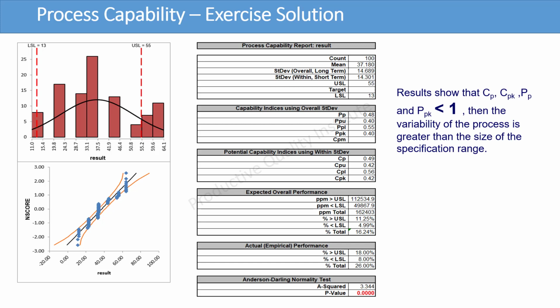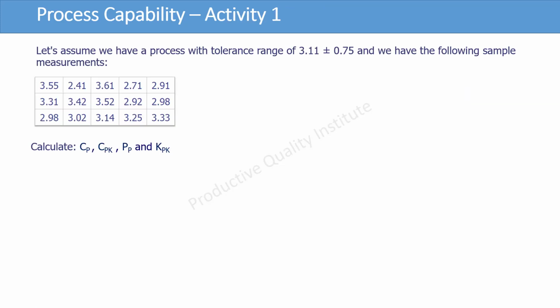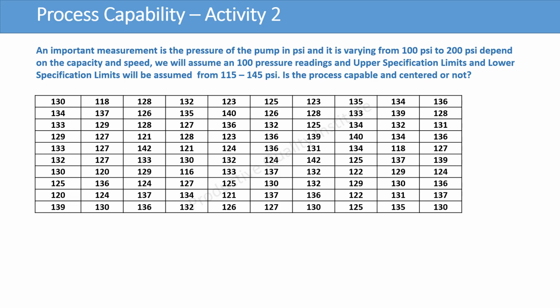Results show that Cp, Cpk, Pp and Ppk are less than 1, then the variability of the process is greater than the size of the specification range. Please perform the first activity and send your outputs by email for assessment. Please perform the second activity and send your outputs by email for assessment.